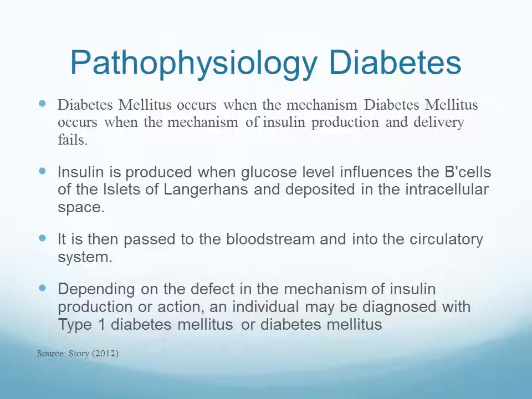Pathophysiology of diabetes. Diabetes occurs when the mechanism of insulin production or delivery fails. Insulin, a protein hormone, is produced when the glucose level influences the B cells of the islets of Langerhans, which in turn produce insulin that is deposited in the intracellular space. It is then passed to the bloodstream and into the circulatory system. Depending on the defect in the mechanism of insulin production or action, an individual may be diagnosed with type 1 or type 2 diabetes.